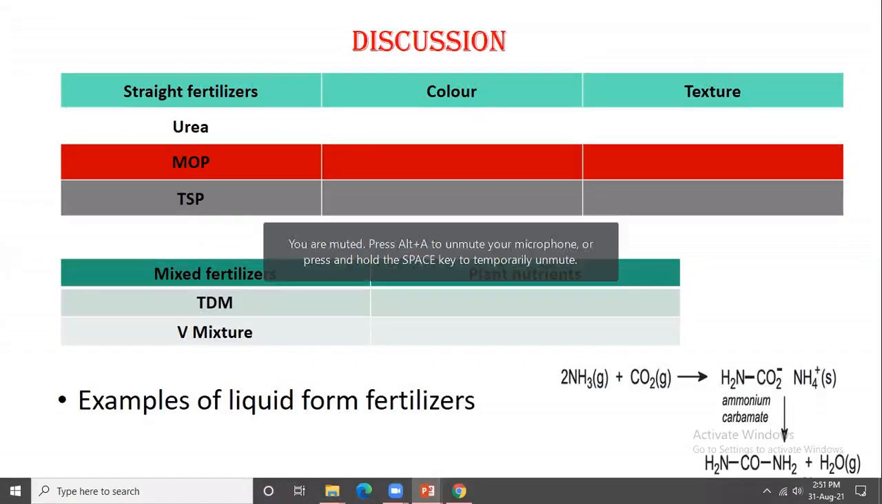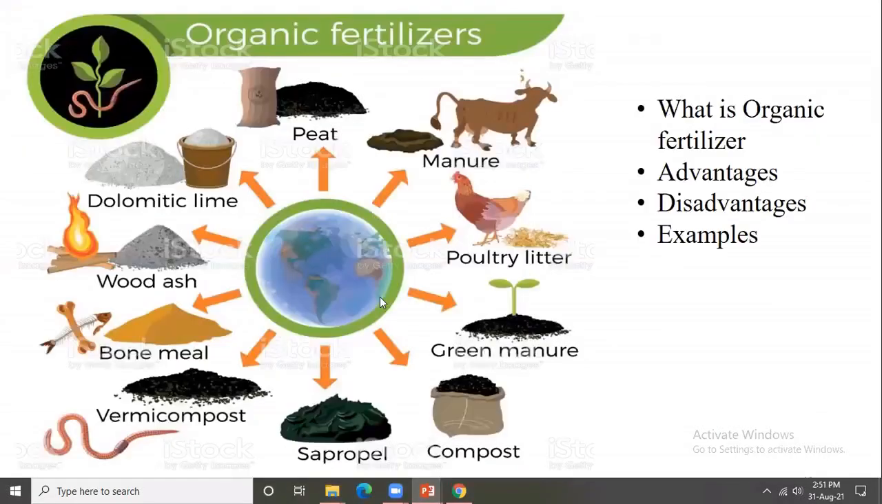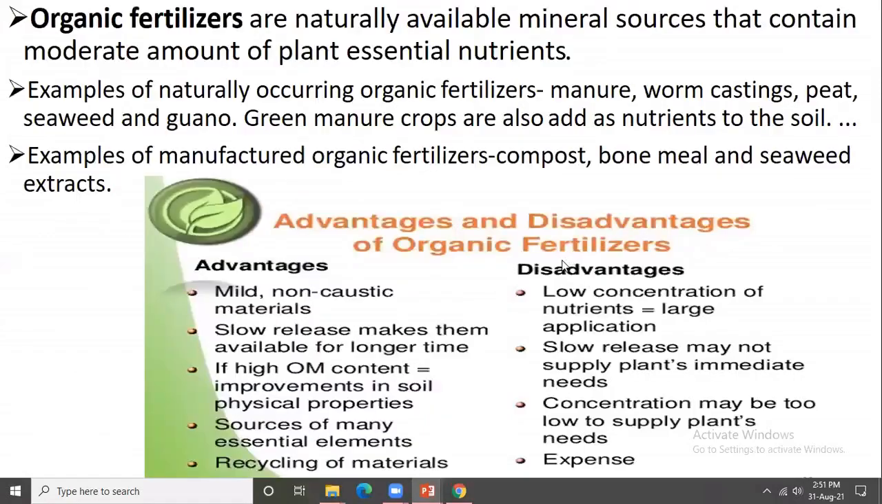We are studying two sections, only monocot and dicot. What are the differences between monocot and dicot, and the picture of monocot and dicot. Then fertilizer. What are the three types of fertilizer? Straight fertilizer, complex fertilizer, mixed fertilizer. Then based on the concentration, then based on the form, solid and liquid. Then what are the organic fertilizer, the advantage and disadvantage of organic fertilizer, then examples.